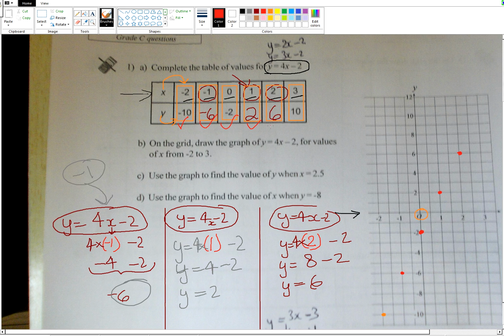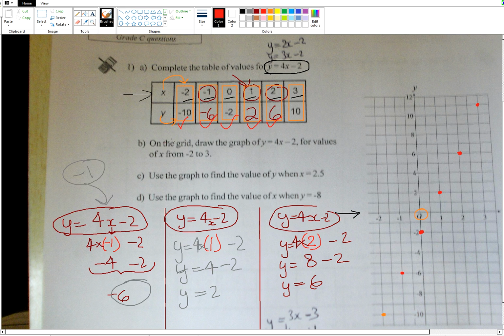And what's the last one? 3 and 10. So again, 3 and 10, which means 3 along the x and 10 along the y. So you go 3 along and then go 10 up from there. So that gives you that. Now, what we need to do is draw a straight line through it.